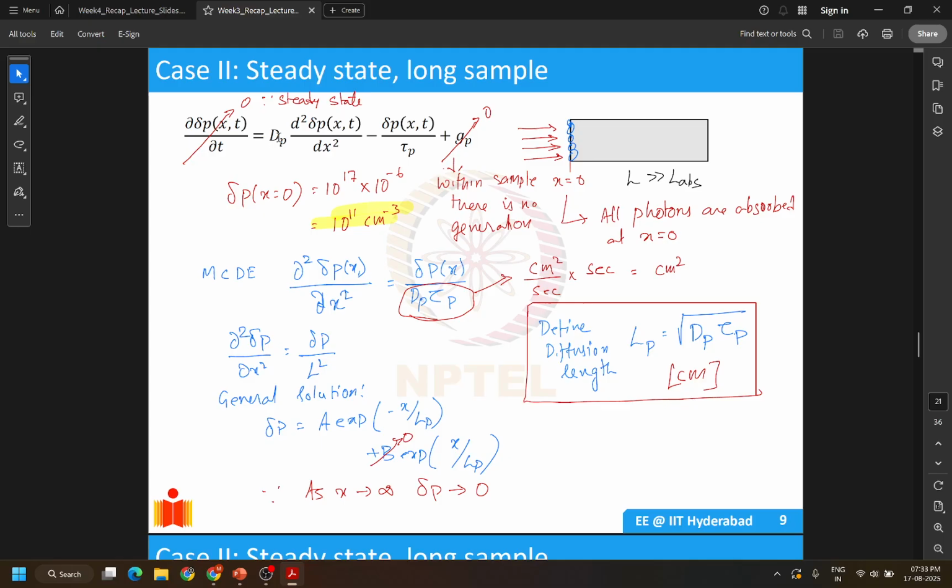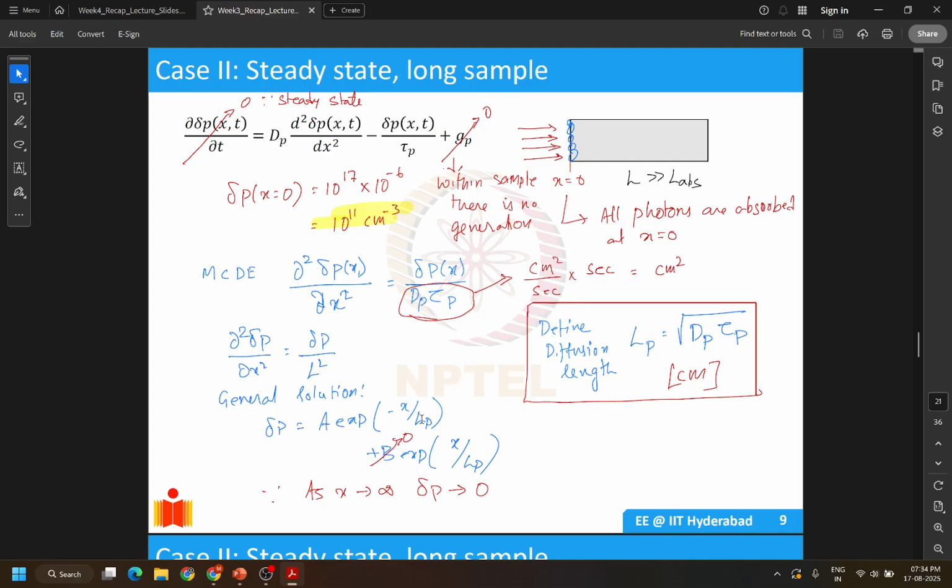So the diffusion coefficient you can calculate from the mobility you are given in the question. You can calculate the diffusion coefficient. You will get this equation: del square delta p of x by del x square equals delta p of x by Dp tau p. You solve it, you will get your equation: delta p equals A exponential minus x by Lp.